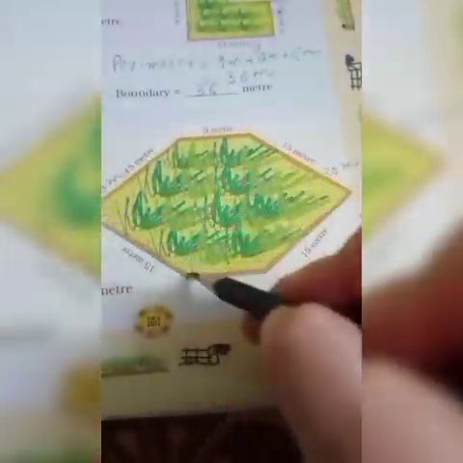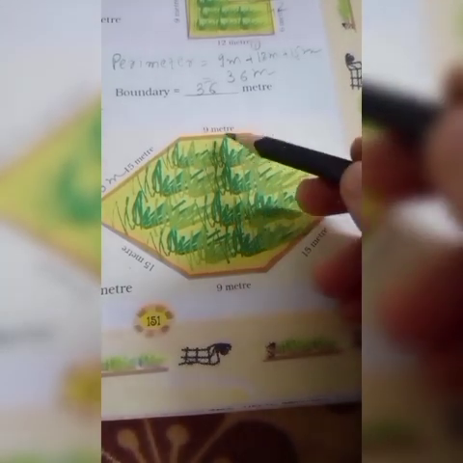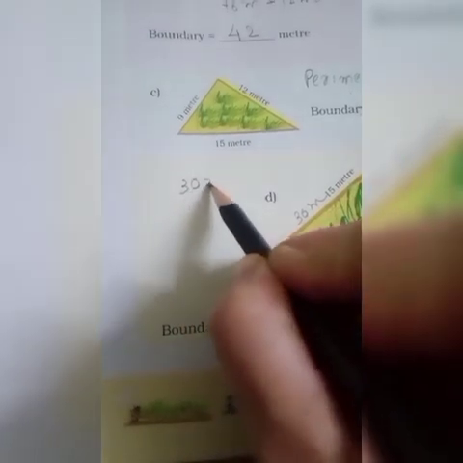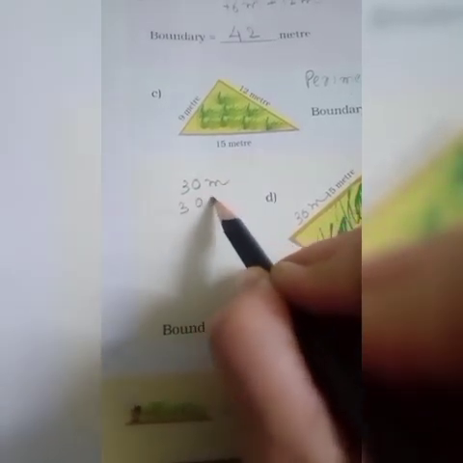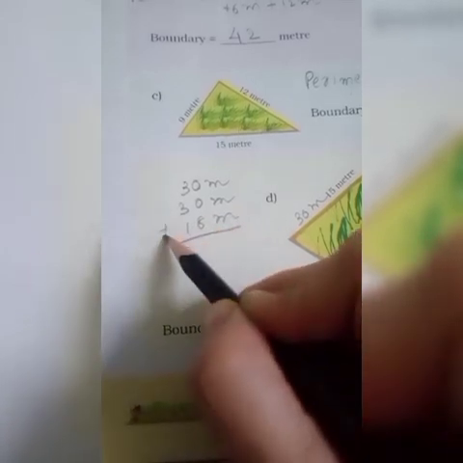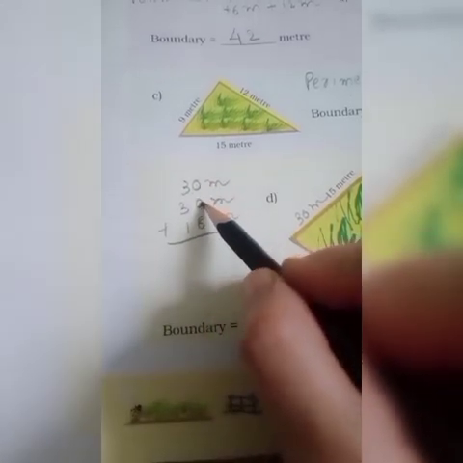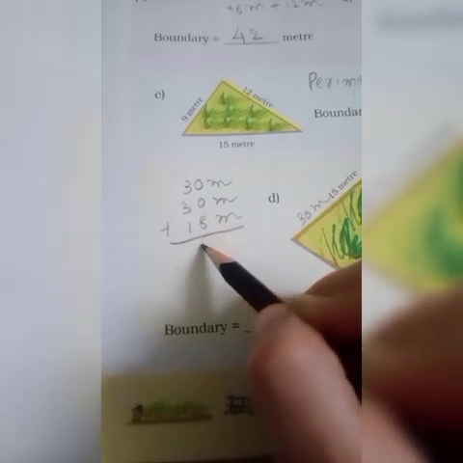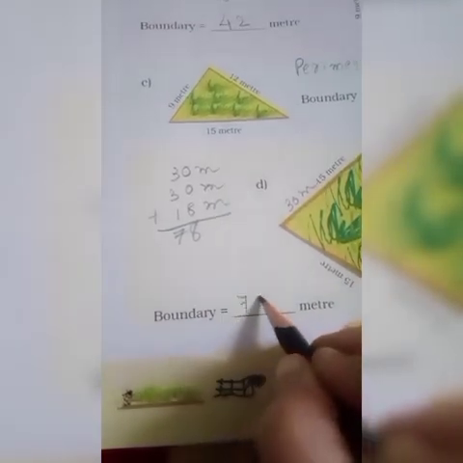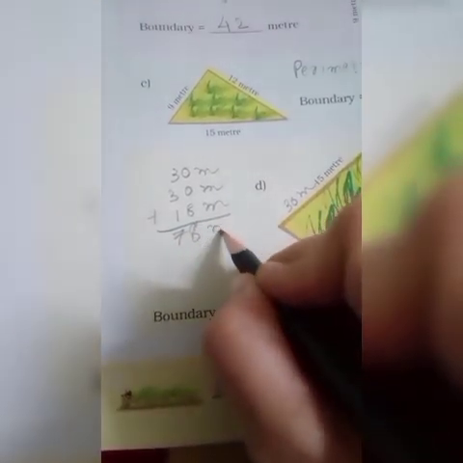Right, so we added these two sides, and the remaining two sides are 9 meter and 9 meter. So 9 plus 9 is how much? 18. Means 30 meter, 30 meter 2 times, and 9 plus 9, 18 meter. Let's add it: 0 plus 0, 0 plus 8, 8, 3 plus 3, 6 plus 1, 7. So we get answer 78 meter.